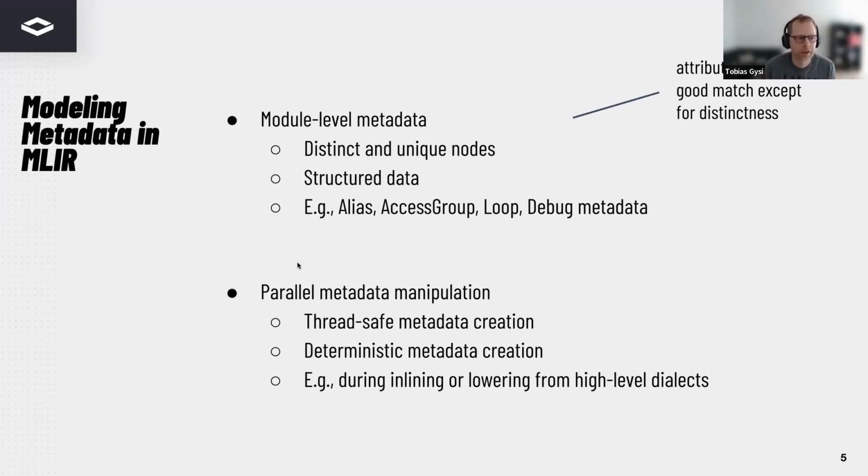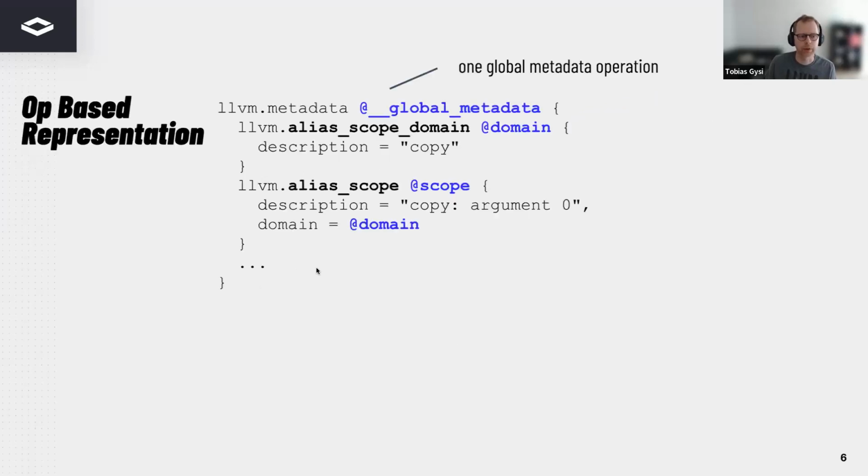So my conclusion when I look at this sort of requirements is that attributes are actually a good match, except for the distinctness. That's really hard to model with attributes.